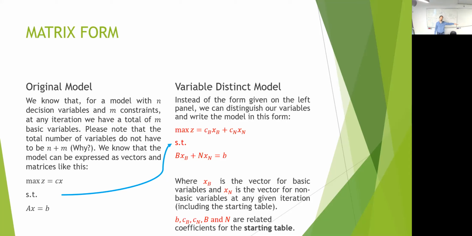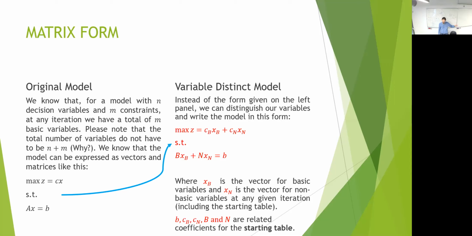Z is equal to cx and Ax is equal to b. Same thing. And then the constraints do the same thing. B, which is the constraint coefficients of basic variables, times xb plus N times xn is equal to b. We're just dividing those two matrices, C, which is a vector, and N. Just dividing them into two parts, basic variables and non-basic variables.